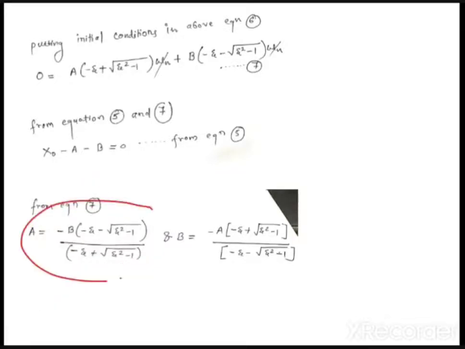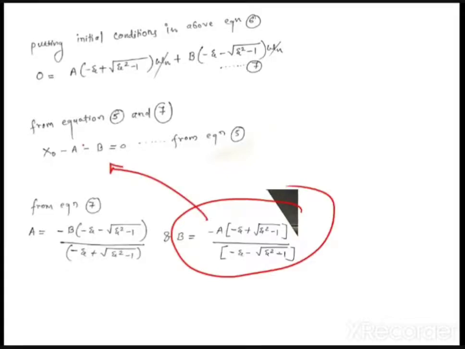This is the value of A. It is in terms of minus B. So put this value in this equation. So here A will come in terms of B. So you will get the value of B. Right? This is the first step. What is the second step? Put the value of B in this equation. Here this B will become A. So you will get A 2 times and you will get the value of A.